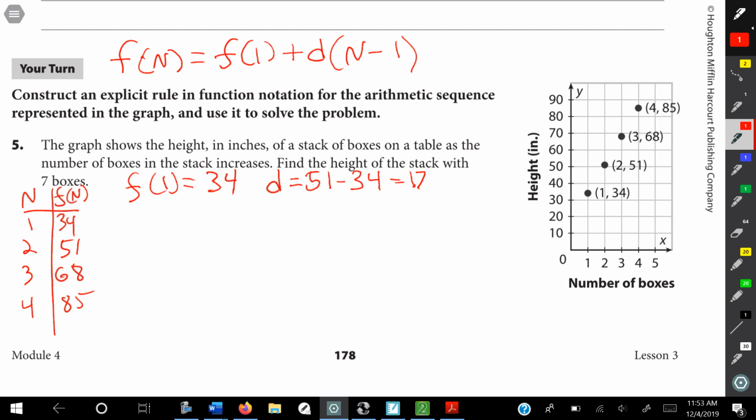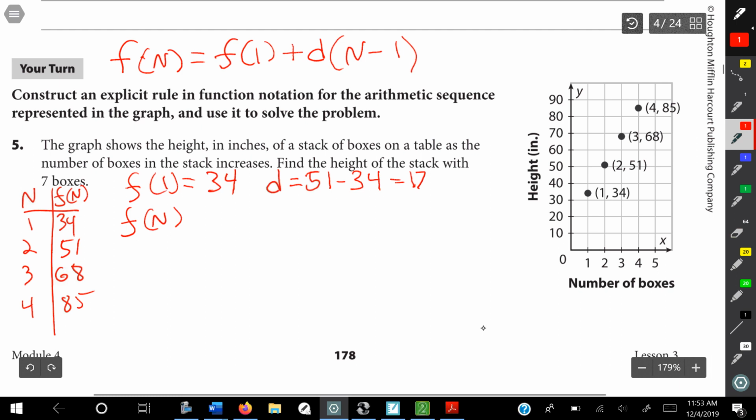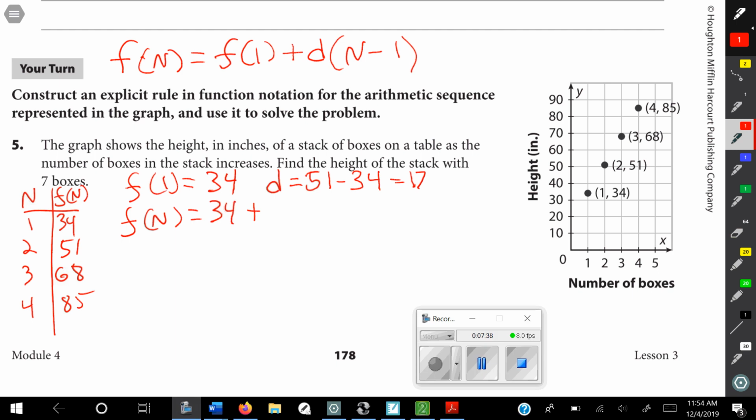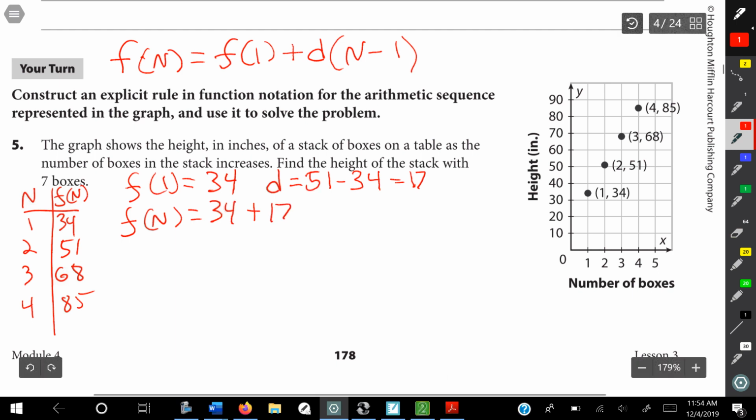All right, now I have my first term and my common difference, and I'm going to plug them into my formula. So I have f of n is equal to my first term, which is 34, plus my common difference, which is 17. And I'm going to multiply it times n minus 1.